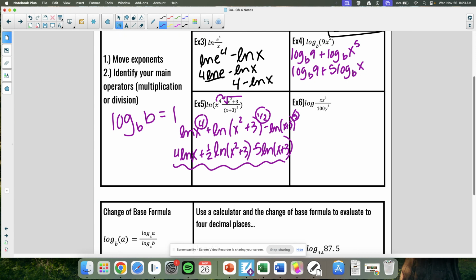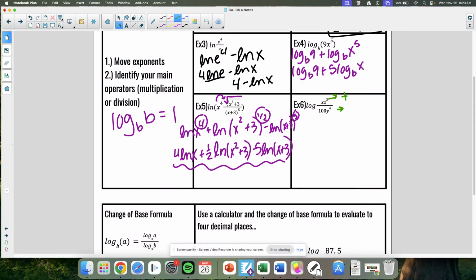All right, last one here. How many pieces do we have up top? 2. Anything that is in the top of the fraction, what will it split with? A plus sign. How many pieces do we have on the bottom? 2. Anything that's on the bottom, what does that get split with? Bottom is subtract. So anything on top is a multiplier, anything on the bottom is a divisor.